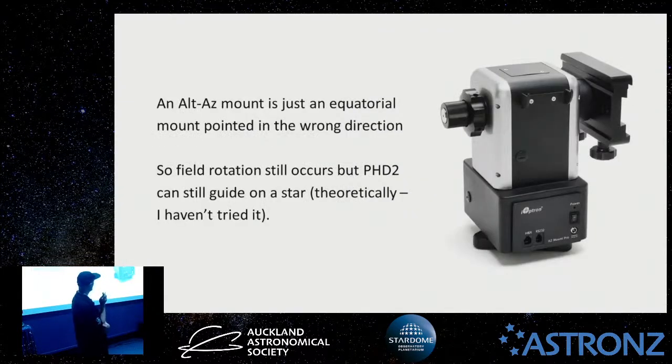It's really bad when you have an alto-azimuth mount, because instead of pointing there, it's pointing up there, which is a long way from the pole. And so field rotation kicks in pretty quickly when you have an alto-azimuth mount. And PHD can still guide with an alto-azimuth mount, but I haven't tested it, so I don't know how good it is. But even if the guide star stays dead centre, everything else will rotate around it.